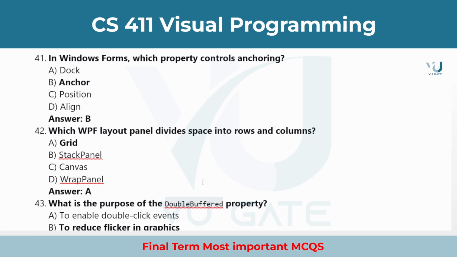Question 42. Which WPF layout panel divides space into rows and columns? The correct answer is option A, Grid. Question 43. What is the purpose of the DoubleBuffered property? The correct answer is option B, to reduce flicker in graphics.